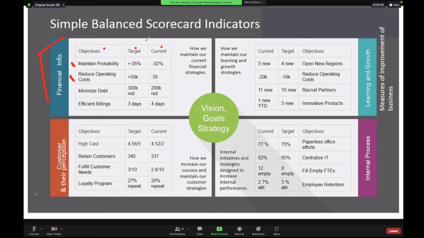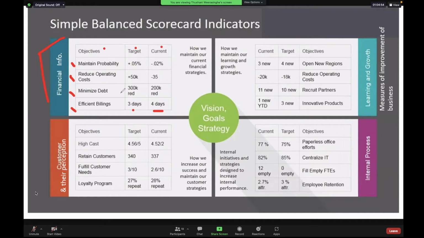So it's related to this example. I haven't given the title here of what this is about. Yes, so this is a particular organization, and they say this is for how we maintain our current financial strategies. So reduce operating cost, minimize the debt, and efficient billing. With respect to that, they have some targets to achieve. And then what is the current status? The billing takes 4 days now, but the target is 3 days. So you have to reduce.